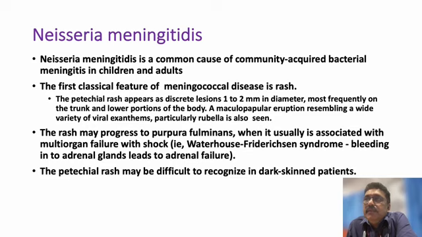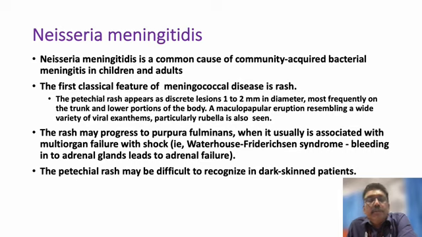For example, in dengue also you get rashes and encephalitis. Here also you get rashes and encephalitis. So with Neisseria meningitidis, you can get meningitis with skin rashes. The rashes may progress to purpura fulminans, which is usually associated with multi-organ dysfunction syndrome or shock.